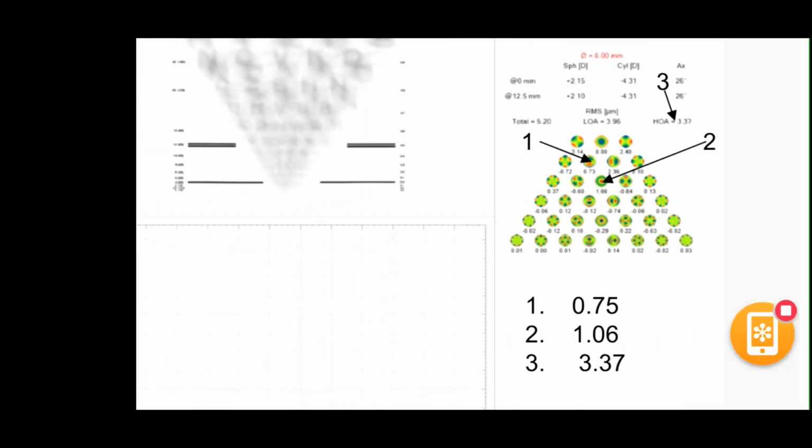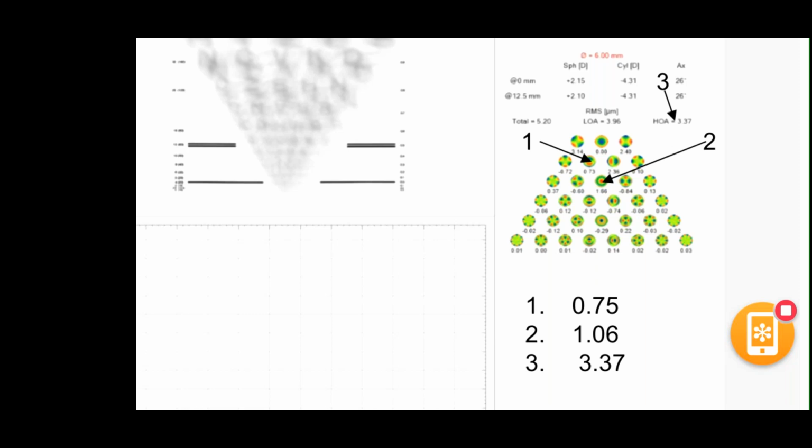If you look at number 1, that is his vertical coma, it is 0.75. So all these numericals should be below 0.25. Some say 0.2, some say 0.25. I like to put it at 0.25. So more than 0.25, I start getting worried. All the numbers should be below 0.25.